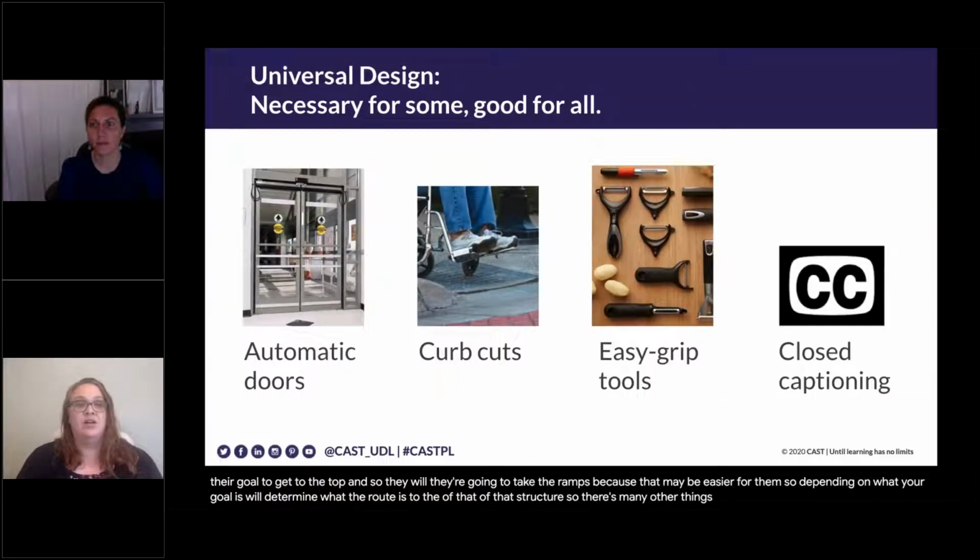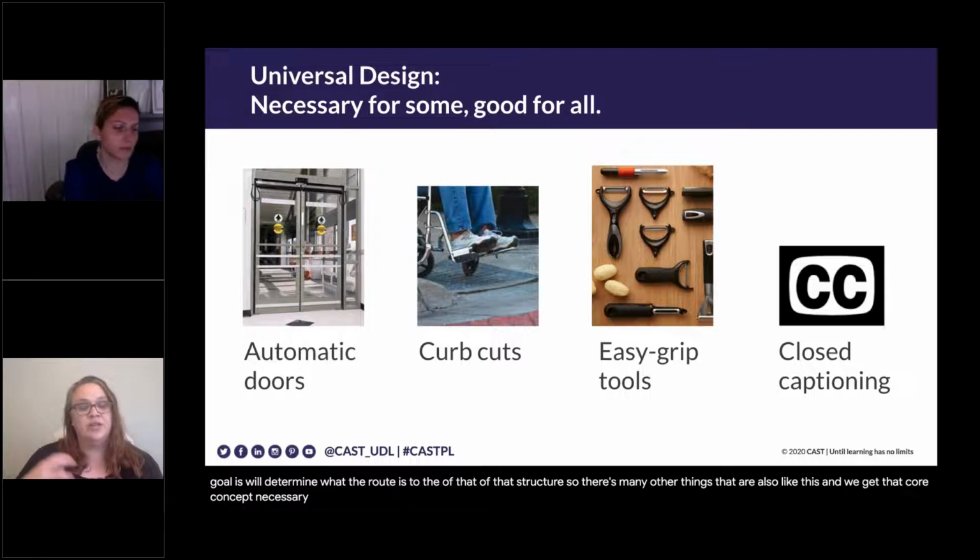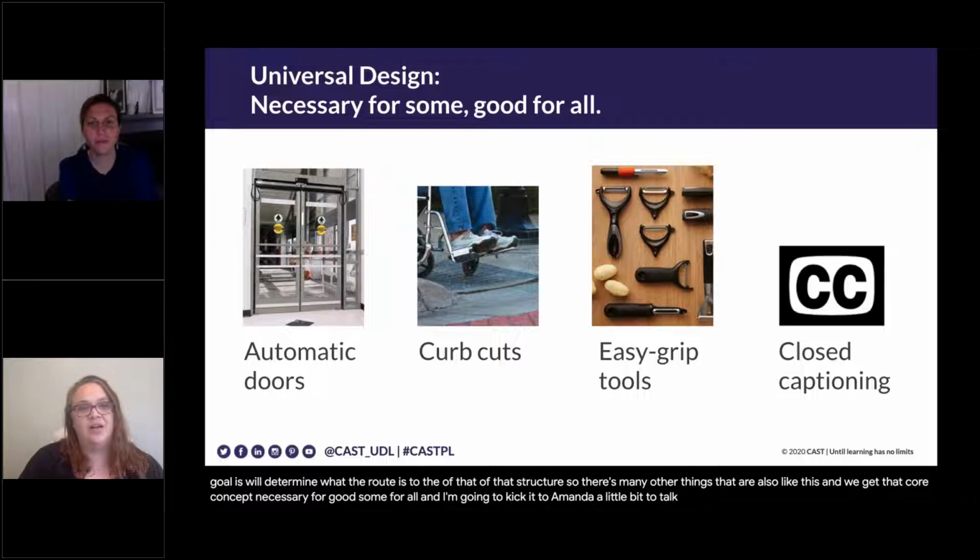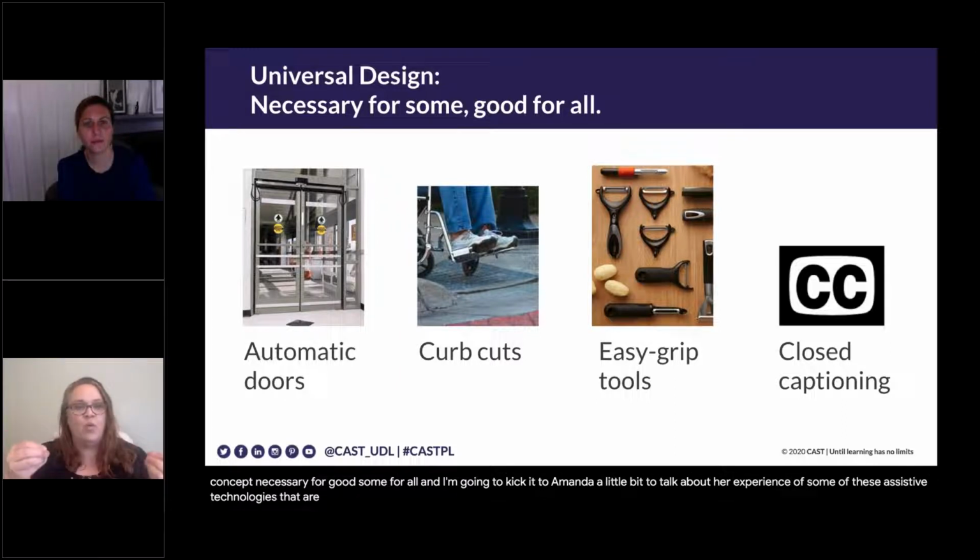So there's many other things that are also like this, and we get that core concept: necessary for some, good for all. And I'm going to kick it to Amanda a little bit to talk about her experience of some of these assistive technologies that are built for one thing, but people use them for other things.